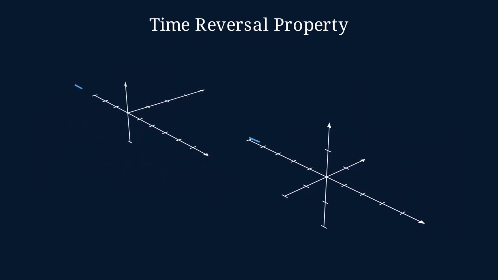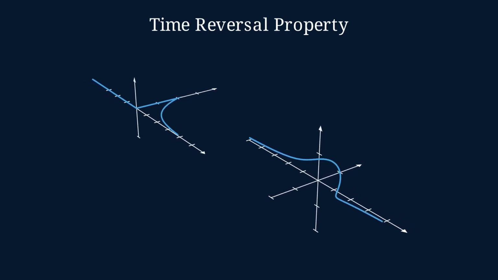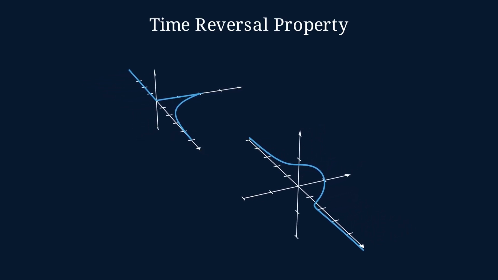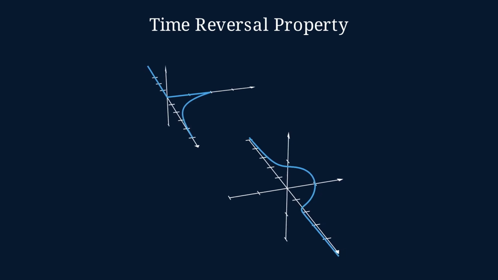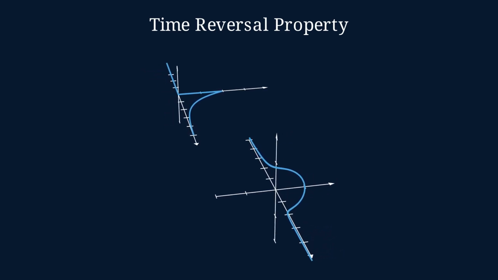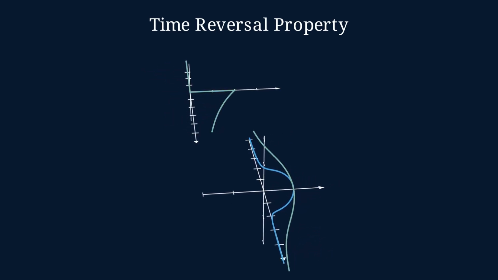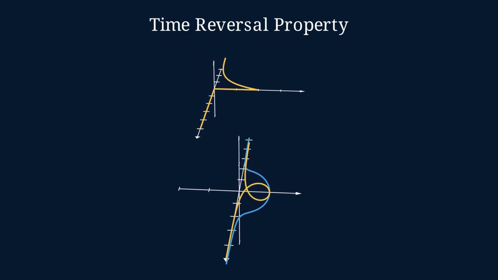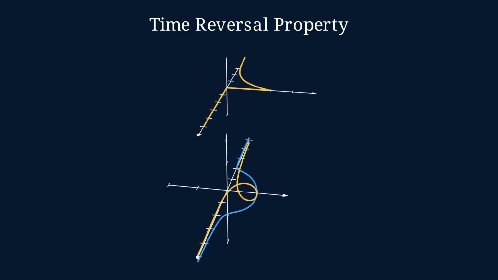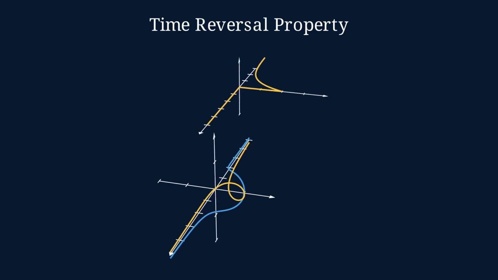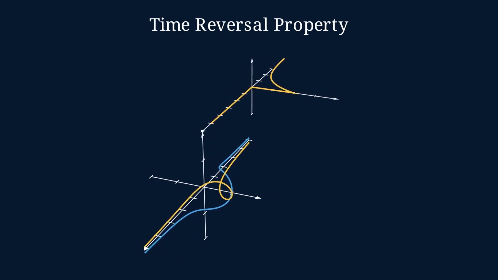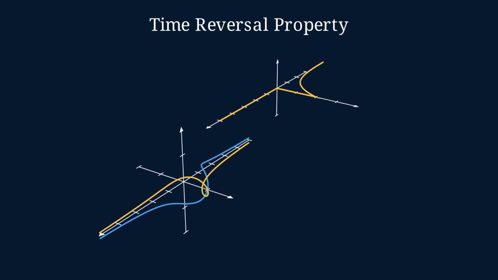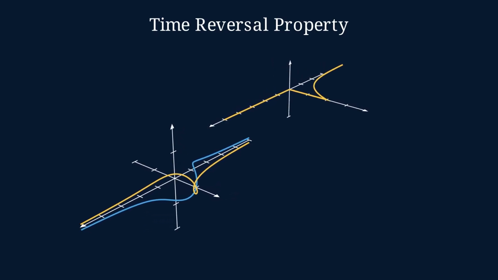We now explore the time reversal property of the Fourier transform. The original signal is a causal exponential decay, defined only for positive time. Now we progressively reverse time. The signal flips from right-sided to left-sided. In the frequency domain, this corresponds to a reflection of the spectrum. Notice how the complex structure is mirrored across the frequency axis. This shows that reversing time results in reversing frequency.